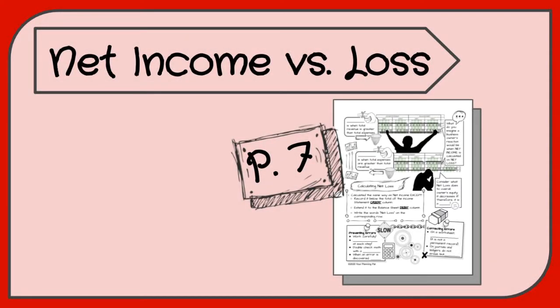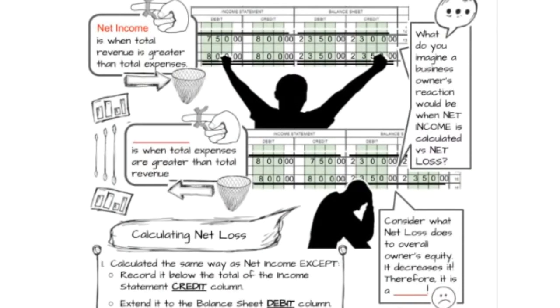Moving on to page 7, we're going to talk about net income versus net loss. Net income is when total revenue is greater than total expenses. So, what do you imagine a business owner's reaction would be when net income is calculated? They probably cheer, they probably jump for joy. So, you can see our little silhouette there of arms extended. It's a very happy, like wide stance for cheering.